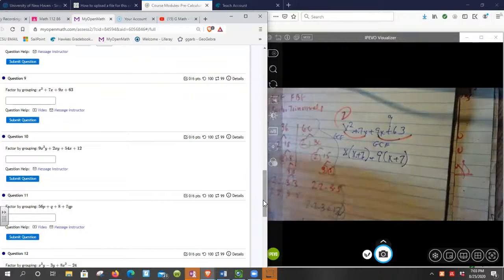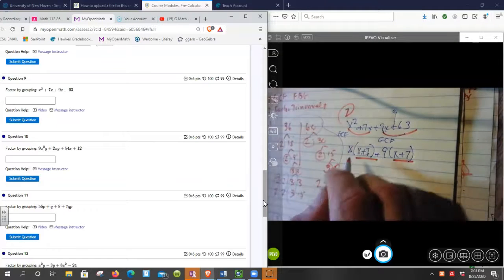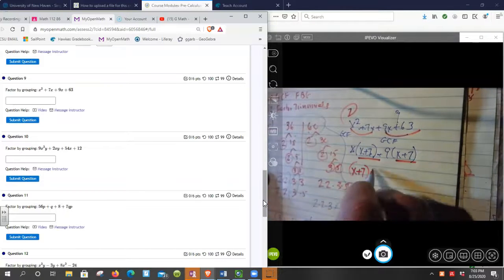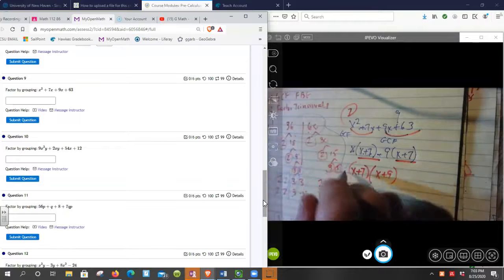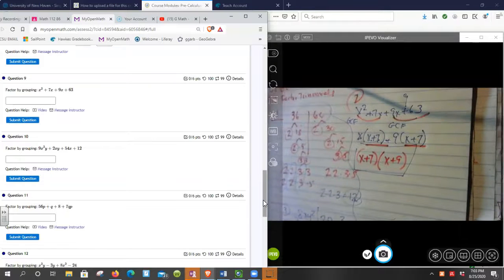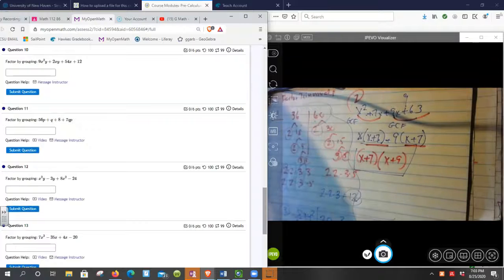Now, what do you notice? You have an x plus 7 in both cases. So x plus 7 is our greatest common factor, the factor in common from here to here. So what do you have left? x plus 9. My answer is (x plus 7) times (x plus 9), and that is indeed the answer to that question. Let's try one here, factor by grouping.